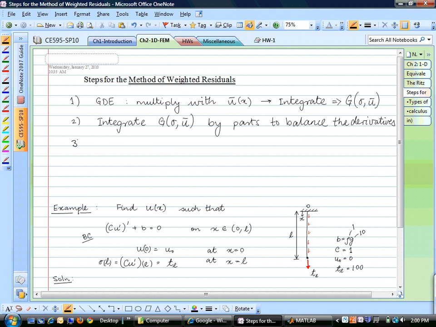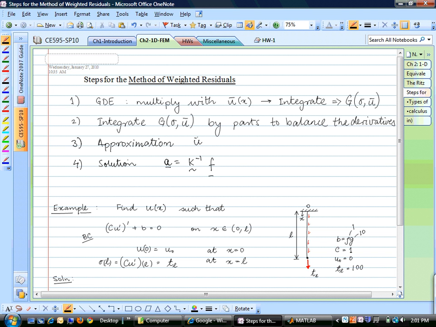And finally, the third step was approximation. Once you approximate your real and virtual displacements as a linear combination of some functions, then you can plug that back into the G function and calculate your stiffness matrix, your load vector, and you can solve the problem as finally you have the solution U, or A in this case. A is the vector of unknowns, which will be equal to K inverse times F.